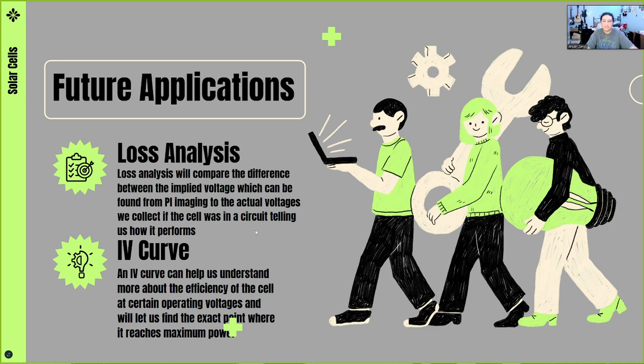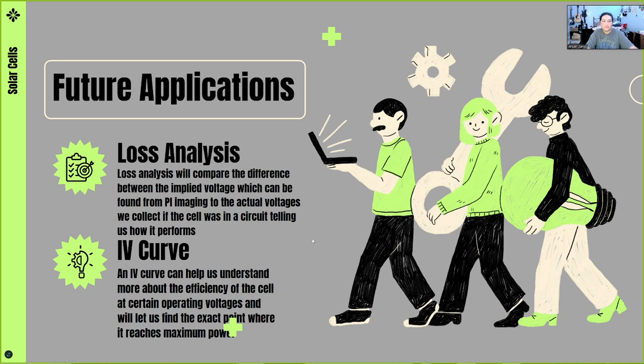Then we would see the difference between these, and how big that difference is tells us how much electricity is being lost theoretically. Then we can also do an IV curve. An IV curve can help us understand more about the efficiency of the cell at certain operating voltages, and will let us find the exact point where it reaches maximum power.